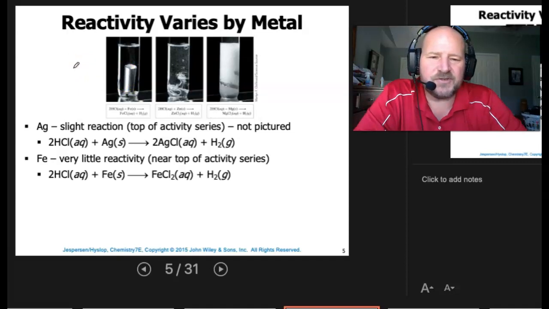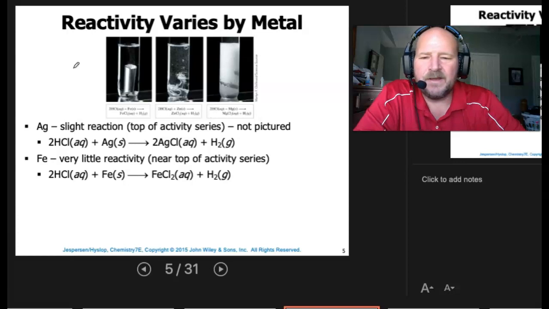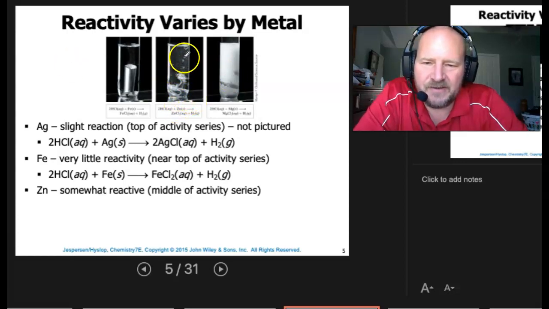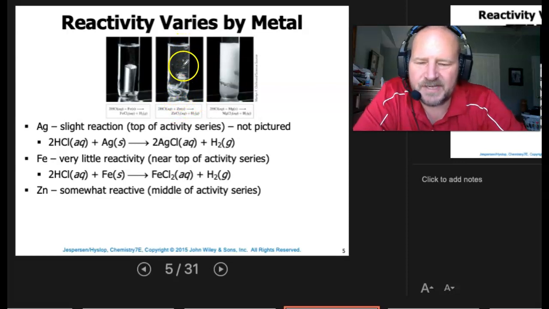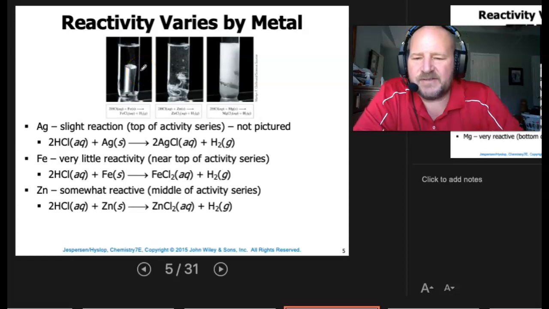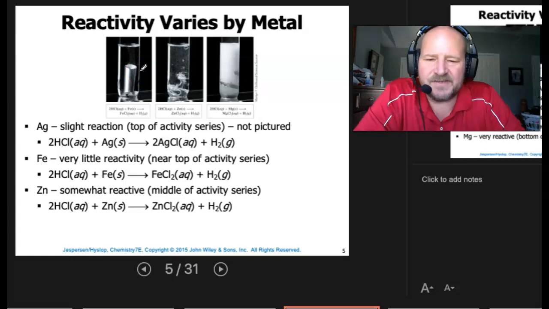Okay, but slowly but surely we're making hydrogen gas. Now if I throw a piece of zinc in, we call that somewhat reactive, and now you can see the bubbles all coming through the test tube here. All right, so we get the middle of the activity series, we get 2HCl plus zinc is going to give us zinc chloride, and now we can see that hydrogen gas forming.